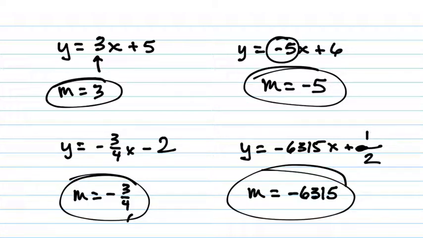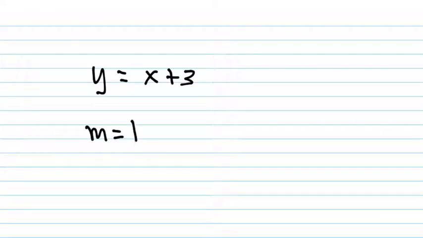What happens if you don't give them the number? It's always there. Watch this. If you do y equals x plus 3, what's the gradient? It's 1. Because if the number's not given, then what do you assume it to be? 1.